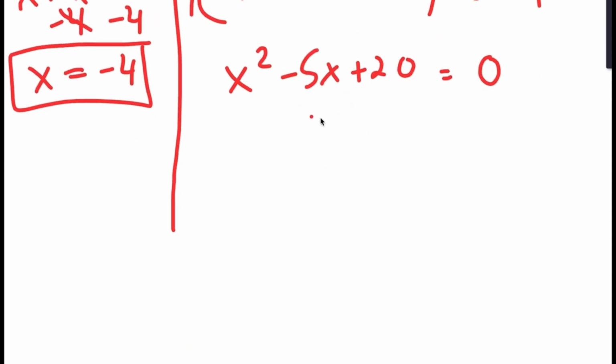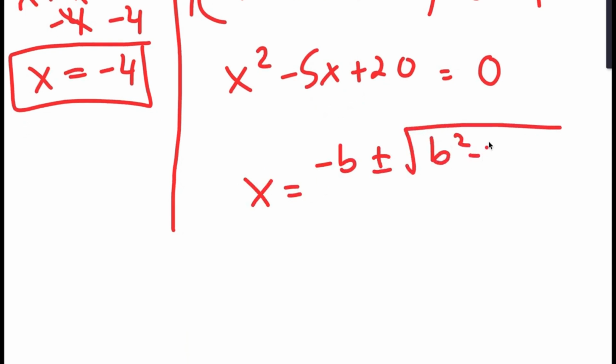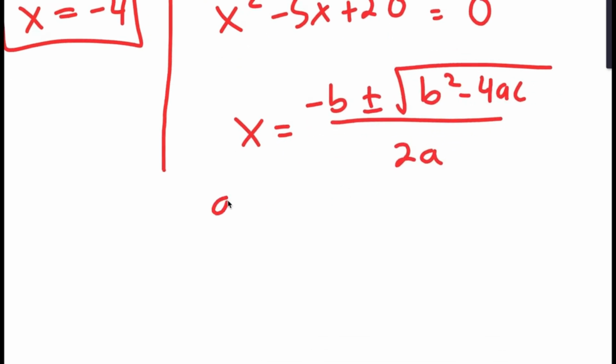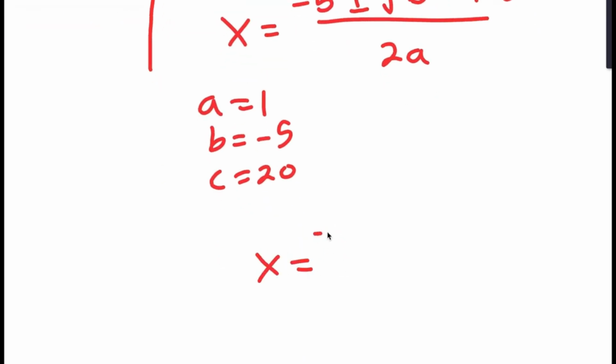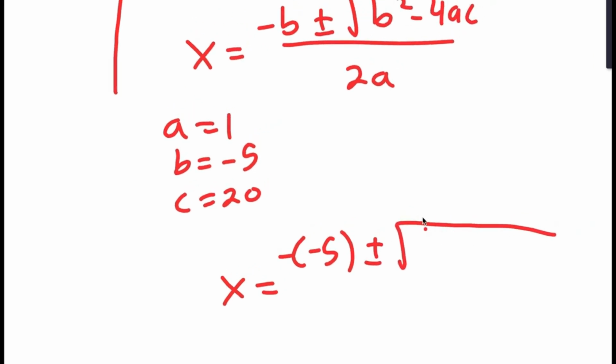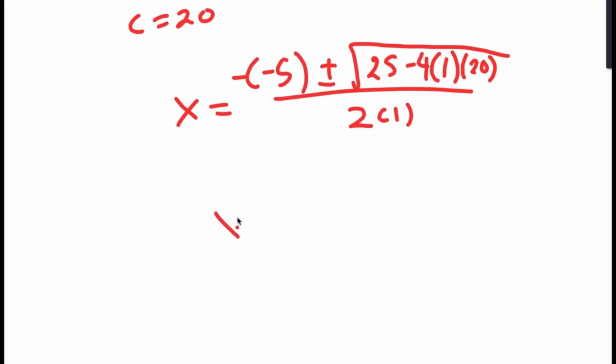And now, to solve this, I'm going to use the quadratic formula, which is negative b plus or minus the square root of b squared minus 4ac all over 2a. So in this case, a is 1, b is negative 5, and c is 20. So I get x is equal to negative of negative 5 plus or minus the square root of negative 5 squared, which is 25, minus 4 times a, which is 1, times c, which is 20, all over 2a, so 2 times 1.